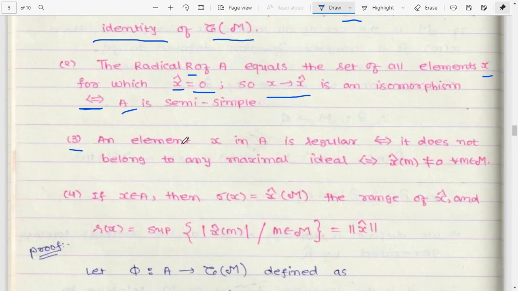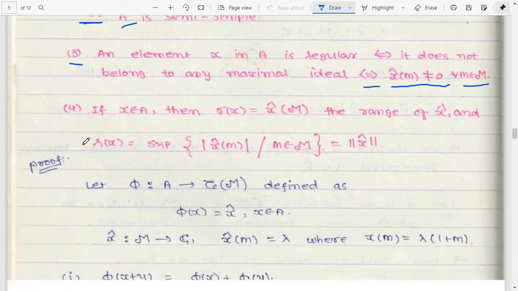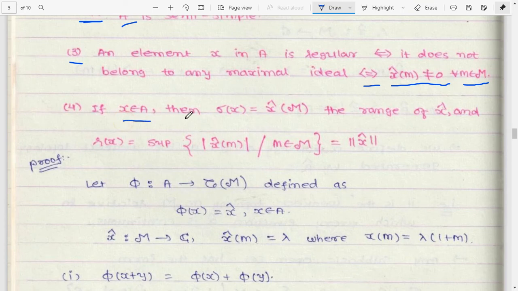Third property: an element X in A is regular if and only if it does not belong to any maximal ideal, if and only if X cap of M is not equal to 0 for every M belonging to script M. And last, if X belongs to A, then sigma of X is equal to the range of X cap, and R of X is equal to the supremum of the set mod X cap of M such that M belongs to script M, which is equal to norm X cap.